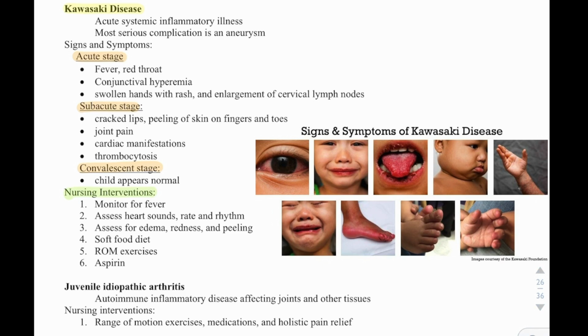Then we have juvenile idiopathic arthritis. This again is an autoimmune inflammatory disease affecting the joints and other tissues. Our nursing interventions are range of motion exercises, medication, and holistic pain relief.